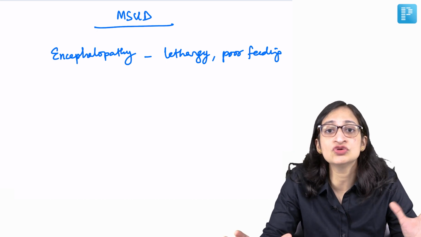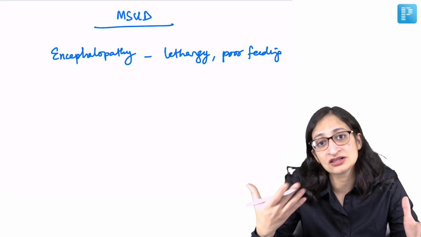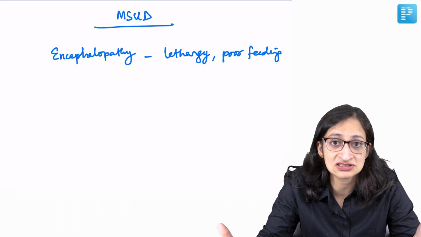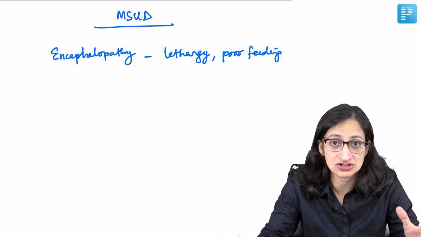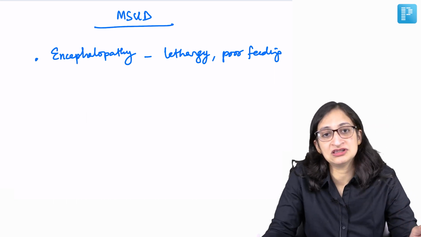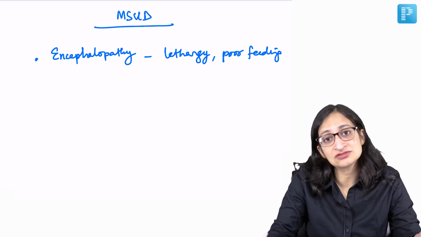So that is because the leucine is not letting the other important amino acids reach the CNS, and high levels of leucine are also giving rise to this manifestation. So there is encephalopathy. Apart from that, there are some other CNS manifestations as well.